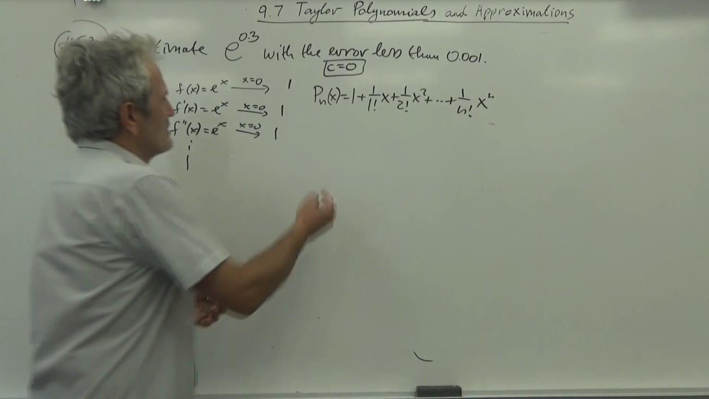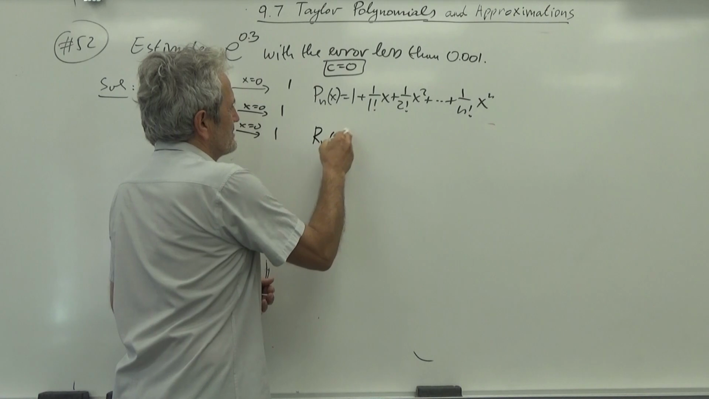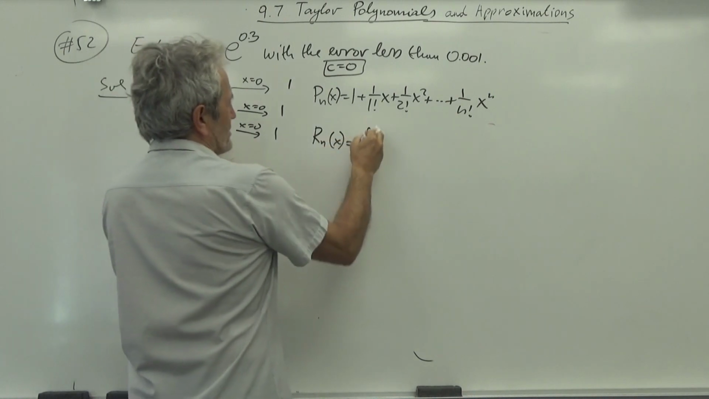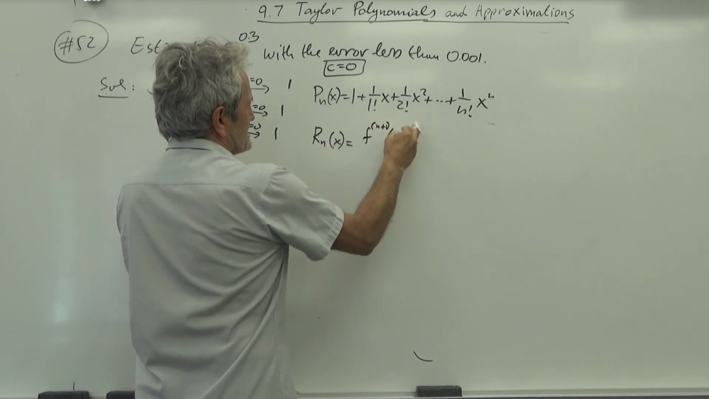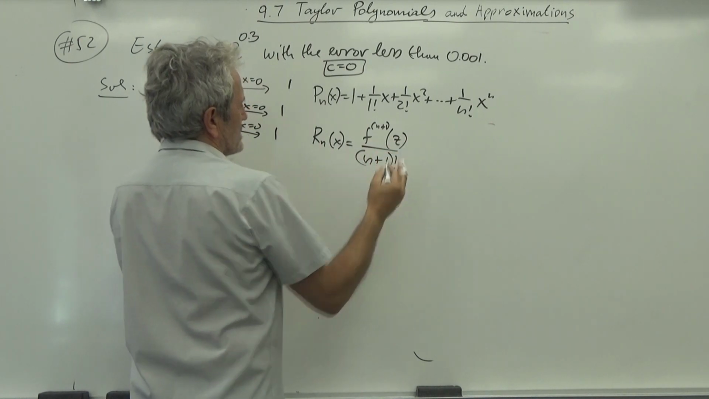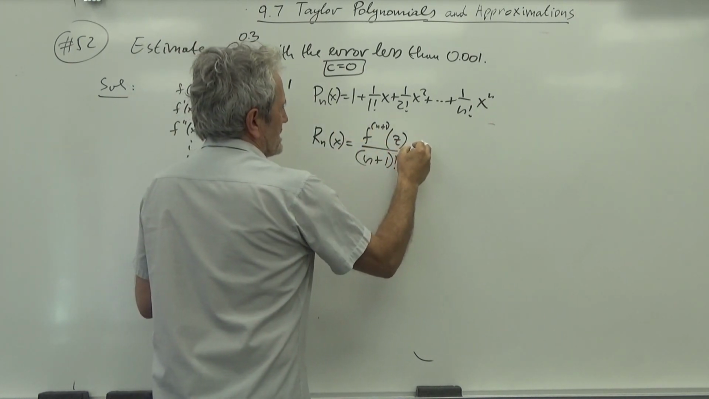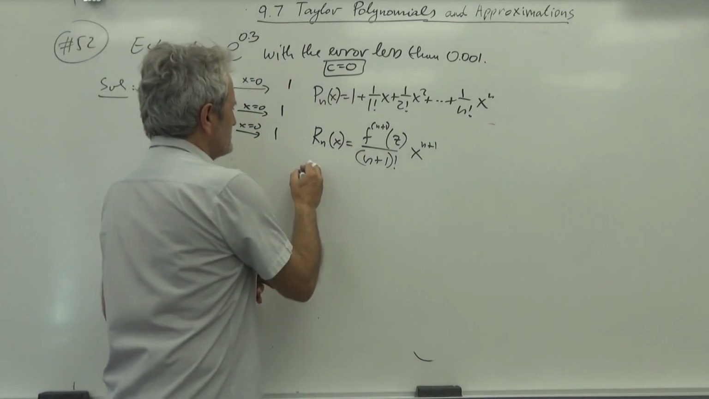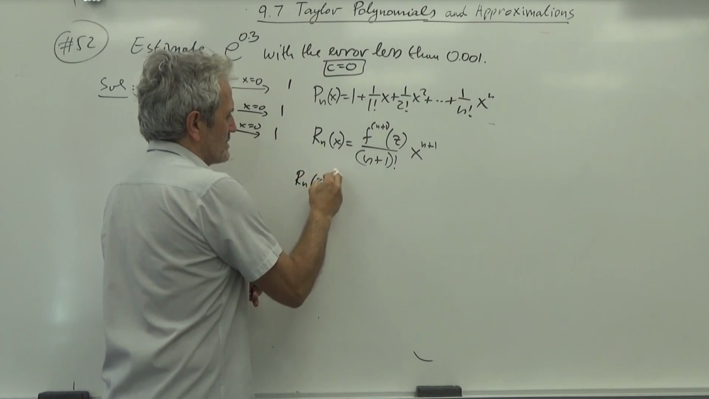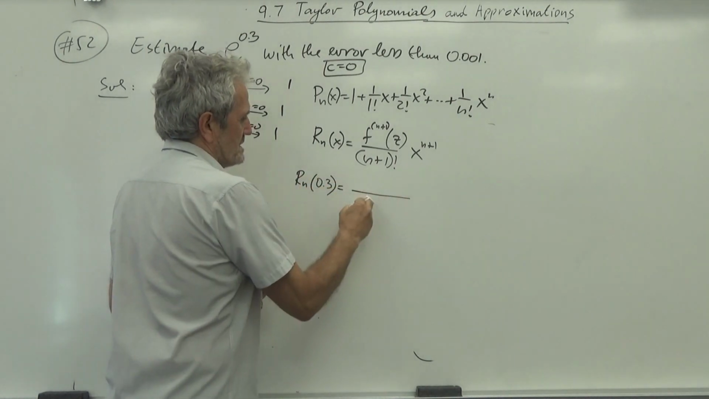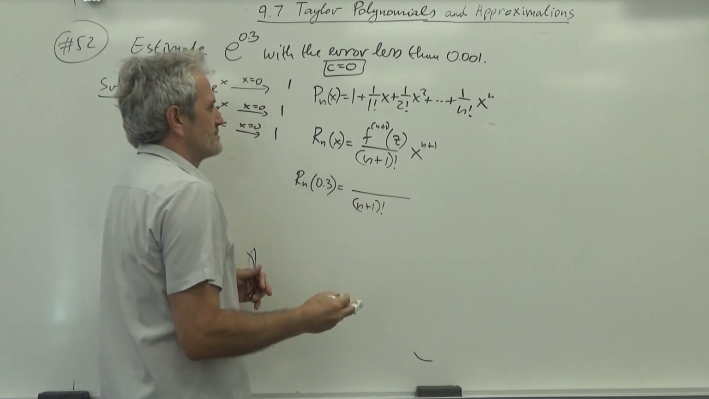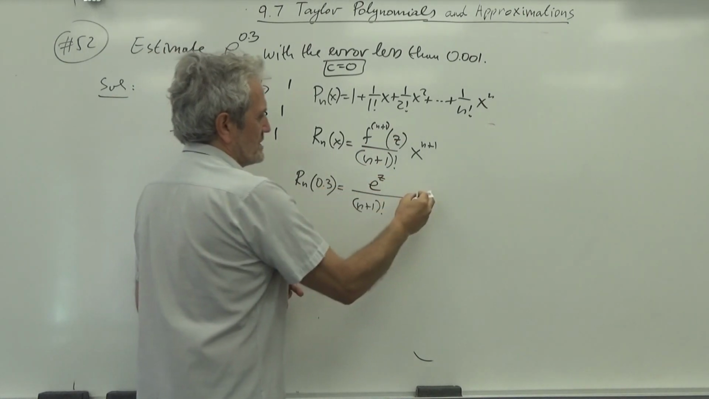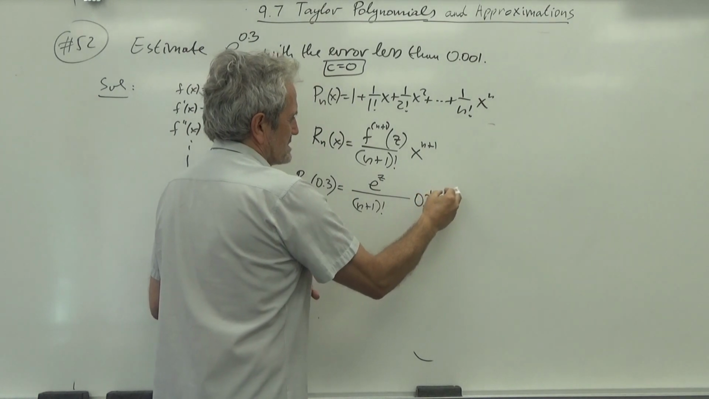So generally what's my error? So my error is Rn of x equals f to the n plus 1 of z over n plus 1 factorial, and then x to the n plus 1. So here it is. Rn of 0.3 will have n plus 1 factorial here. All the derivatives are e to the x. When I plug in z, it will be e to the z, times 0.3 to the n plus 1.